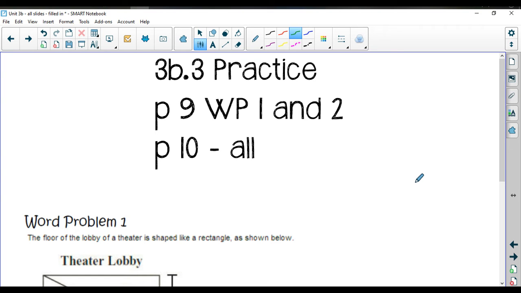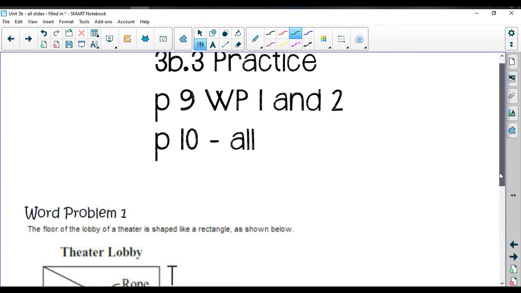Final piece for this unit, lesson 3b.3, which was our applications, word problems. This is our practice. We are going to turn to page 9 in our packet, and we're going to do word problem 1 and 2. And then on page 10, we're going to start with word problem 3, 4, and 5.